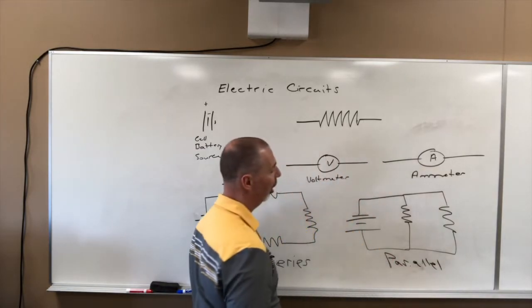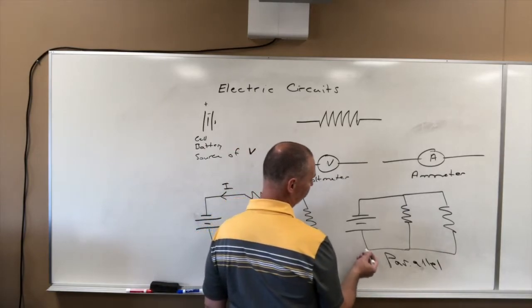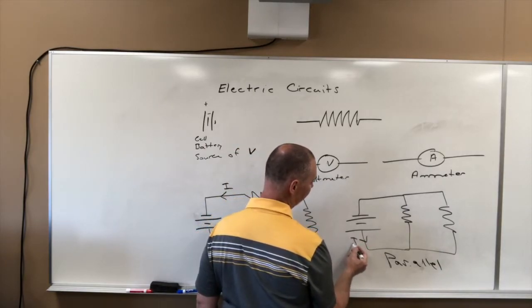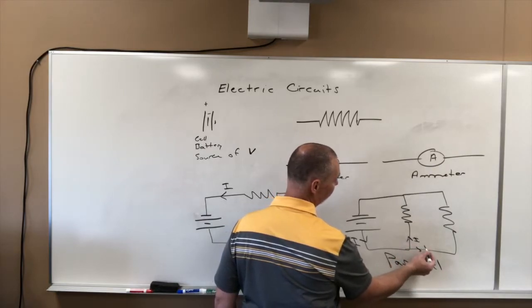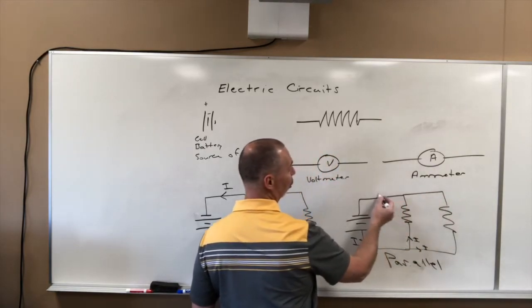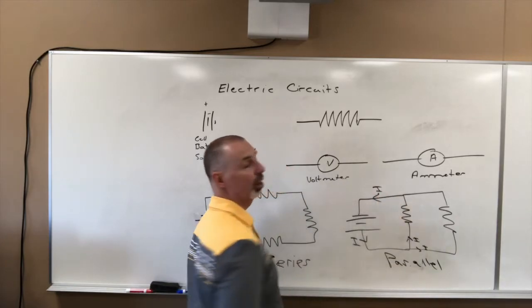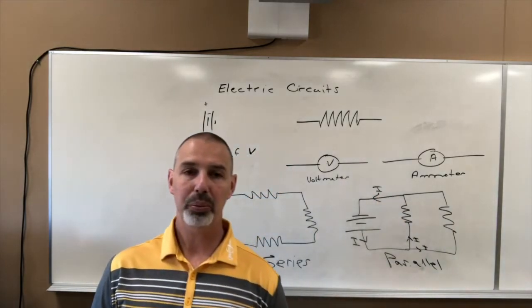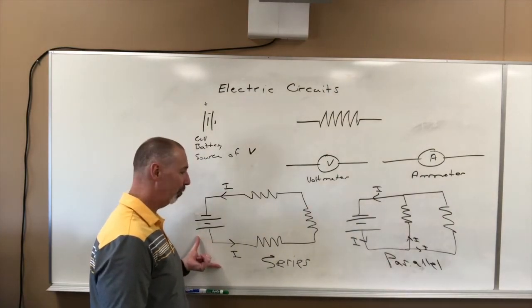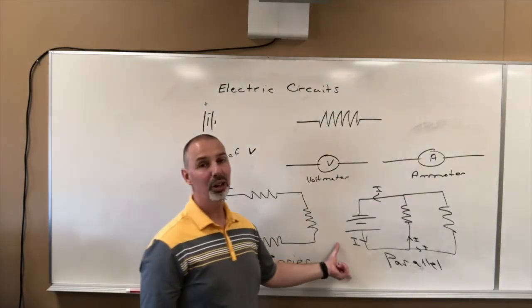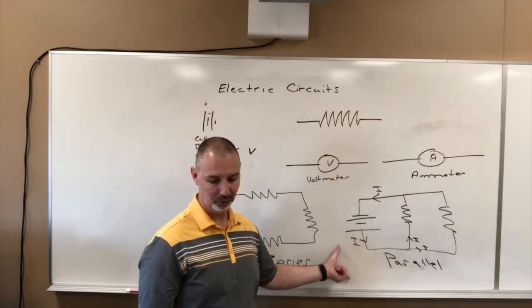In a parallel circuit, now there's multiple options, right? The current's going to come out here, and then part of it will go up here, part of it will go this way, and then it will come back and join together again. So series: one path, one way for the electrons to flow. Parallel: multiple options.